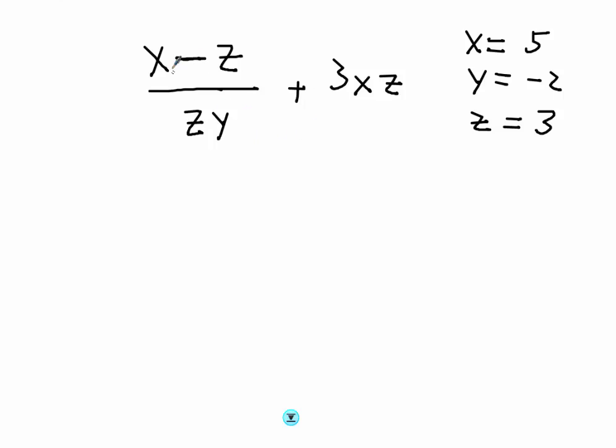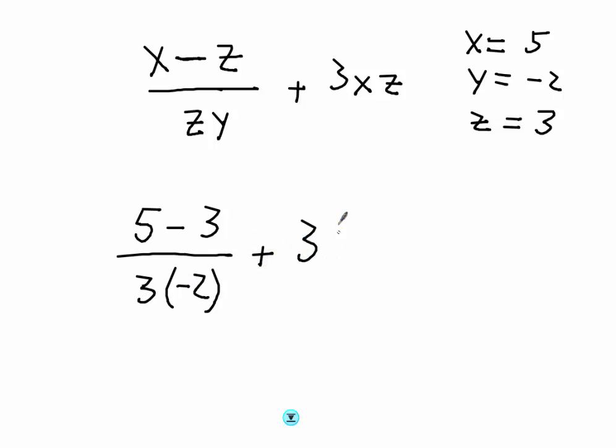So here, there's the last one. This is the most difficult because there's a lot of stuff going on. We have x minus z divided by zy plus 3 times x times z. And again, everywhere you see an x, you're going to substitute in 5. Y, substitute in negative 2. Z, substitute in 3. So it's going to be 5 minus 3 over 3 times negative 2. And again, since multiplication is commutative, you could do negative 2 times 3. You'll get the same thing. Plus 3 times 5 times 3.